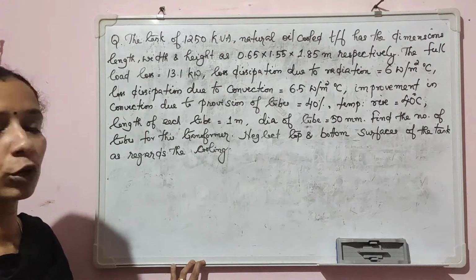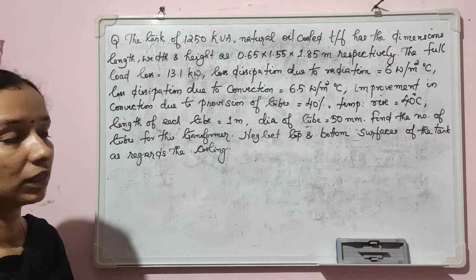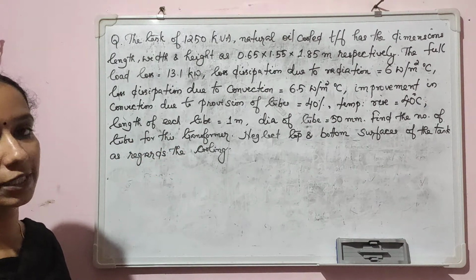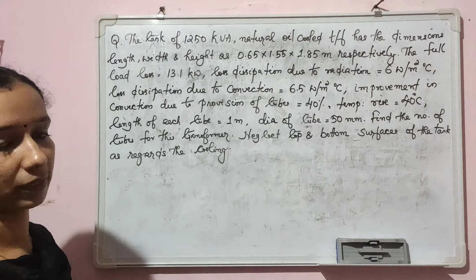Neglect top and bottom surfaces of the tank as regards the cooling. So we have to calculate the number of cooling tubes required for this transformer. So first of all, let us note down the parameters given.